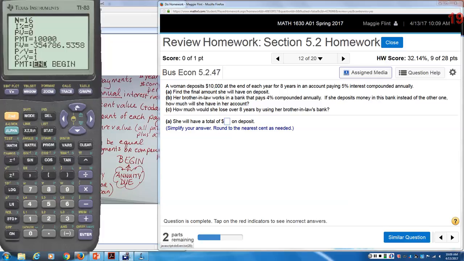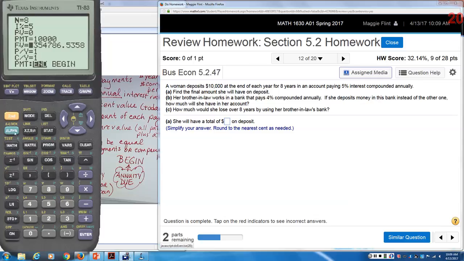We don't care about the present value at this moment. She's going to go for 8 years at 5% interest compounded annually, so 8 years times once a year. Interest rate is 5%. Compounded once a year, payments once a year, payments are at the end. Future value is what we want to know.